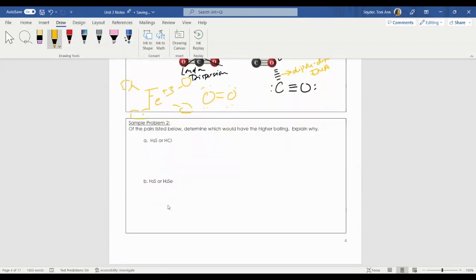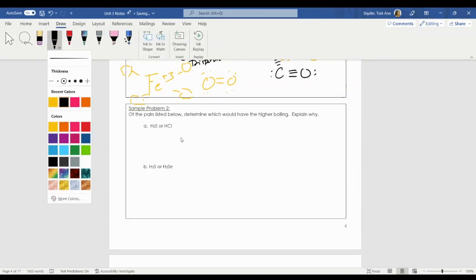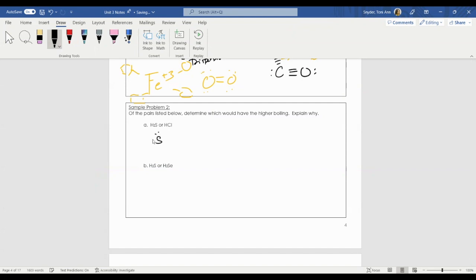Of the pairs listed below, determine which would have the higher boiling point and explain why. So let's get this view back a little bit better first. Sometimes with these, it might be good to draw Lewis dot structures. So I'm going to draw the Lewis dot structure for hydrogen sulfide. Nice little bent molecule there. And I have hydrochloric acid. There we go. In hydrochloric acid, I have only one bond.